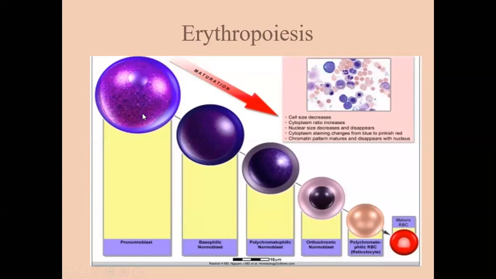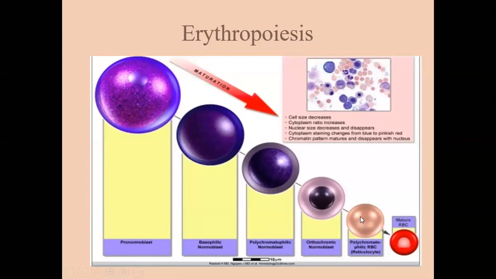So what happens in between? See, the cytoplasm is blue, again blue, cell size is decreasing. And here, can you see a little bit of color variation? This is becoming bluish and violet, and then a little more pinkish, and then the mature RBC. So this is a basophilic normoblast, polychromatophilic normoblast. So here the hemoglobin is being present. And orthochromatic normoblast, so hemoglobin is being formed, and this is a reticulocyte. Few of them we see in the peripheral blood, the rest is present in the bone marrow.